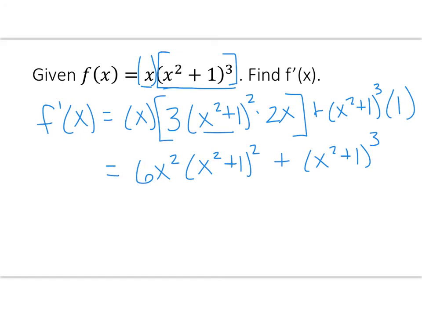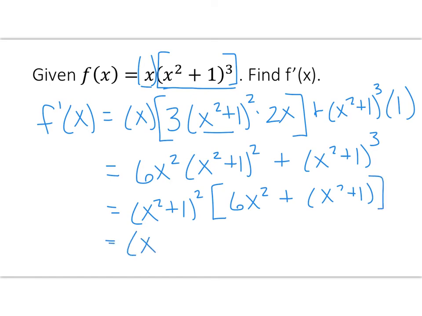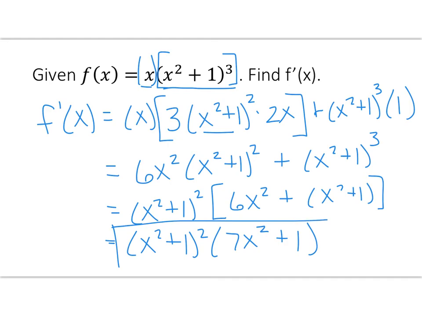Multiplying those out gets a little bit messier. I could factor out an x squared plus 1 squared, and then I'd be left with 6x squared plus 1 times x squared plus 1. So now I have x squared plus 1 squared times 7x squared plus 1. That's a little bit cleaner and neater for our final derivative.